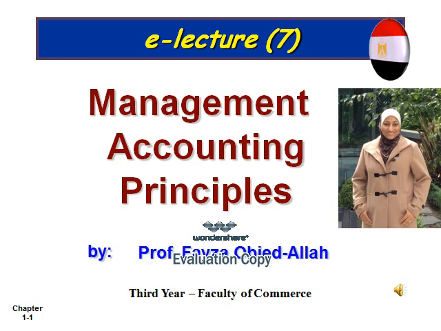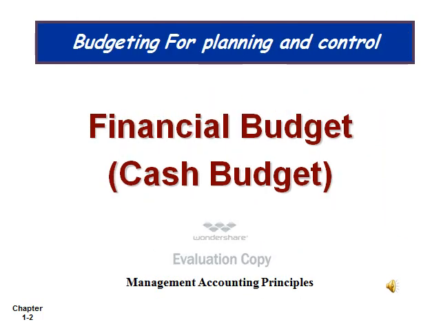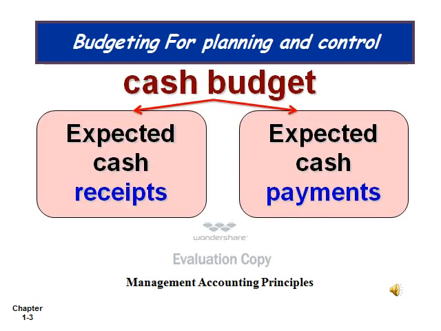This is lecture number 7 in Management Accounting Principles for the third year, Faculty of Commerce. In this lecture, I will explain more details about the cash budget as a part of the financial budget. The cash budget includes expected cash receipts and expected cash payments, or cash disbursements. In the next example, I will explain how to prepare a cash budget with cash receipts and cash payments.